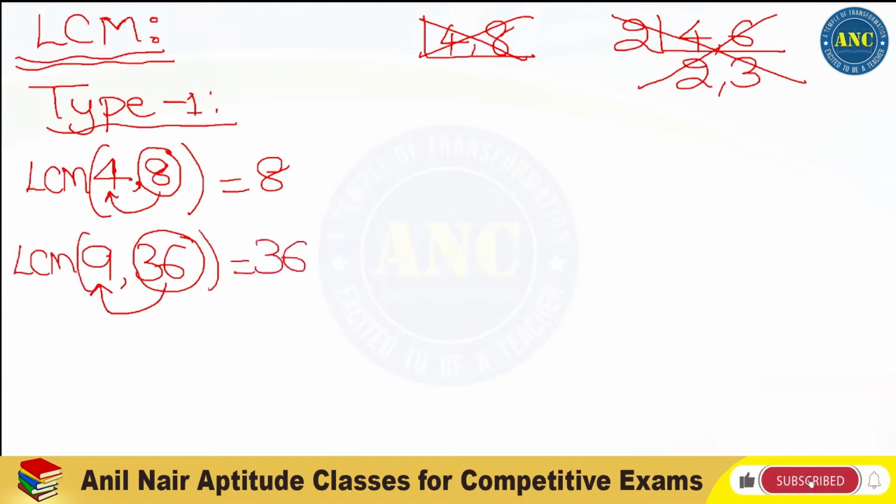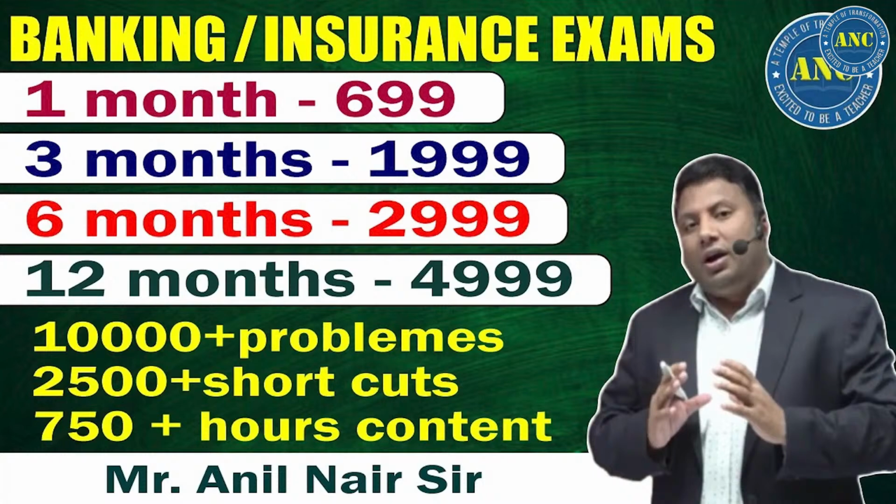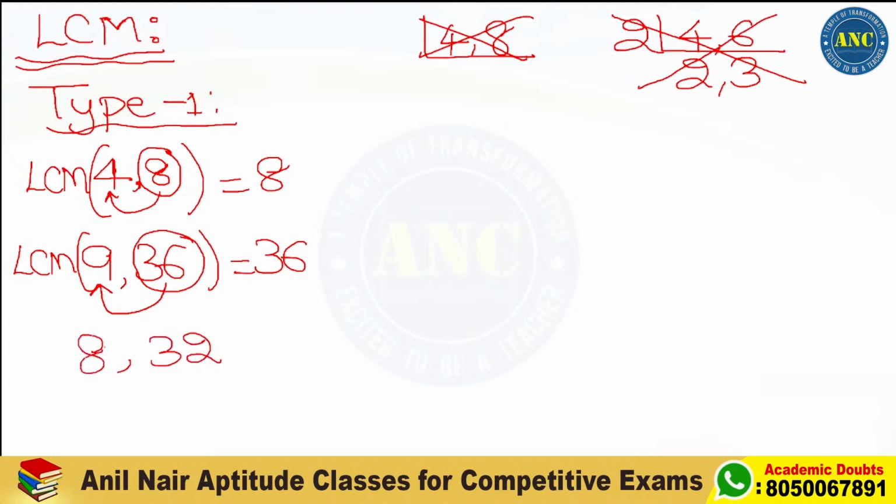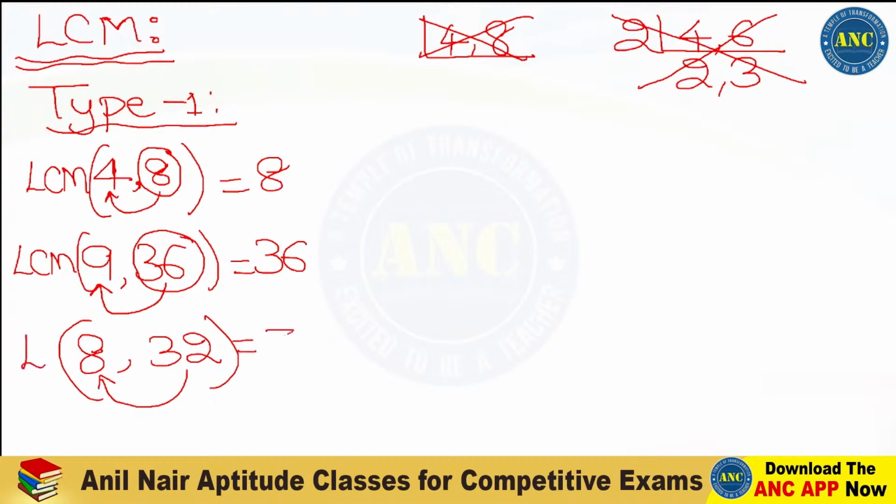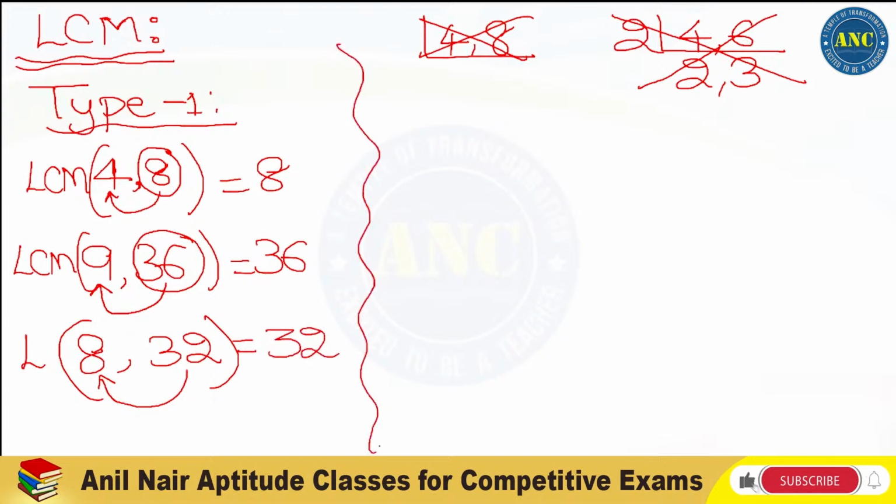Type 1 is very simple because you just want to compare whether the bigger number is a multiple of the smaller number or not. Suppose, one more example, let me take 32 and the other number as 8. Is the bigger number 32 a multiple of the smaller number? Yes. Bigger number 32 is definitely a multiple of smaller number 8. So LCM of 8 and 32 is nothing but how much? It is 32.